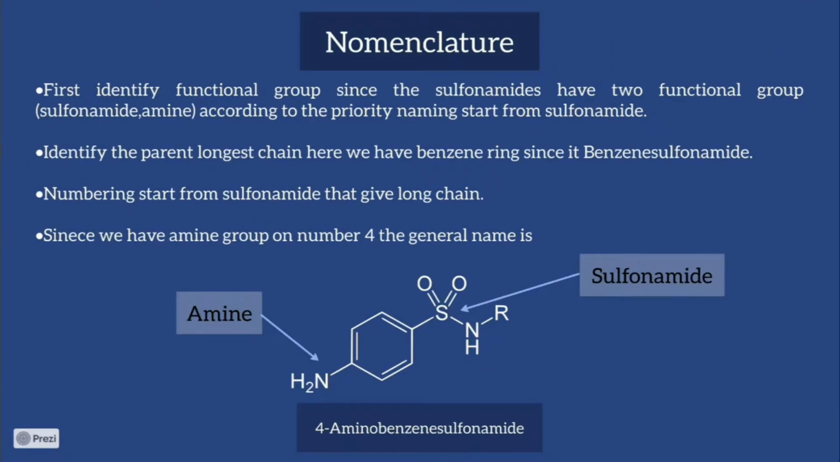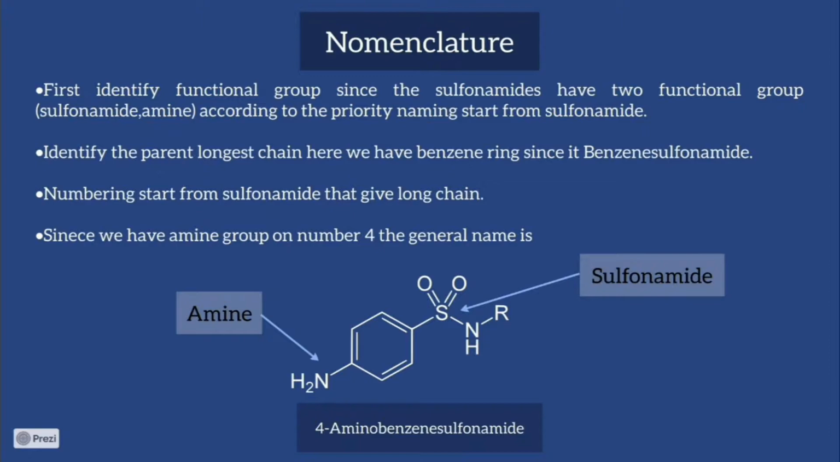First, we identify the functional group. Sulfonamides have two functional groups, the sulfonamide group and the amino group. According to the priority, naming starts from the sulfonamide. Then we identify the parent longest chain.